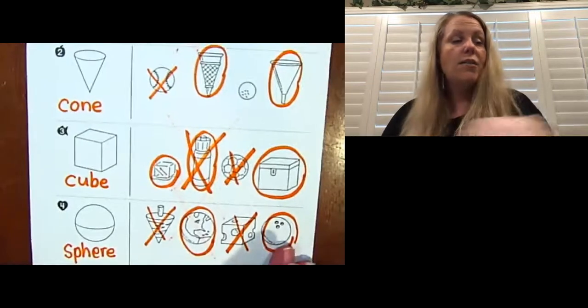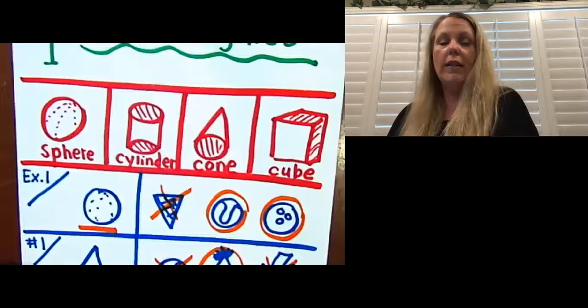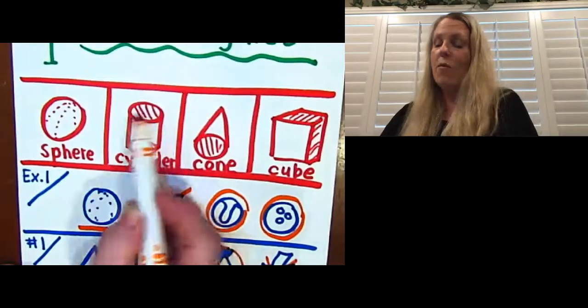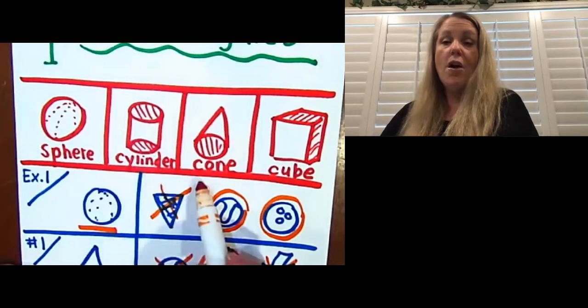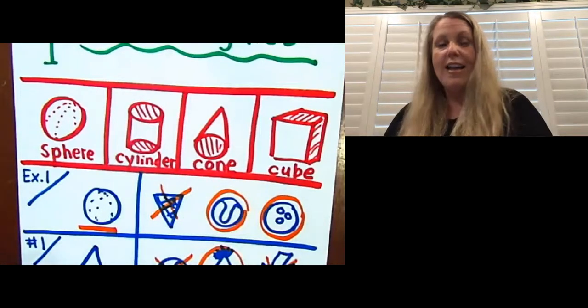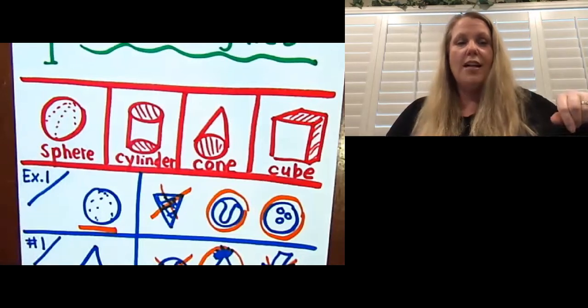Very good. So today we learned about solid figures. Say it one more time. Sphere, cylinder, cone, and cube. Give yourself a gentle pat on the back and a hip hip hooray because you are done with your math today.